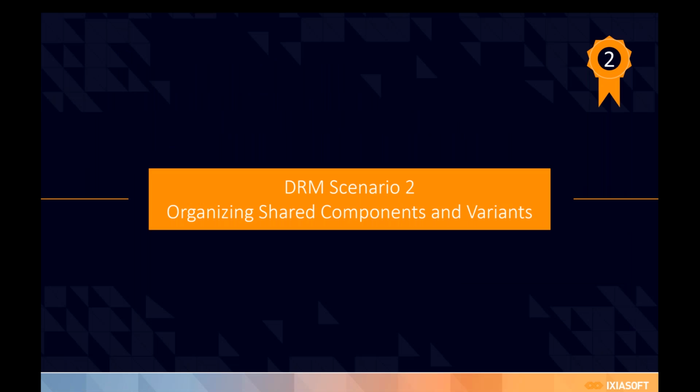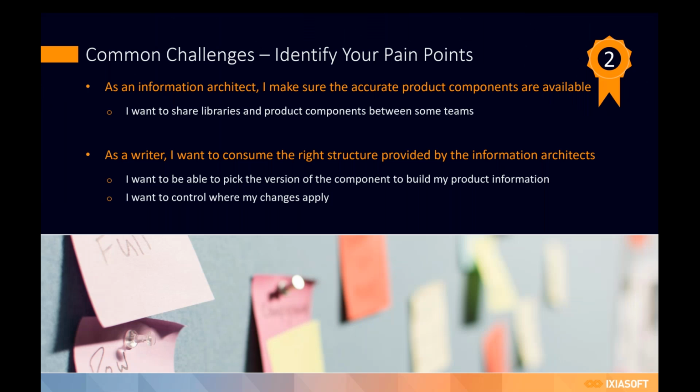Now we have the second scenario, which is organizing shared product components and product variants. A little bit more information about the common challenges that you may recognize: for example, as an information architect, I want to make sure that the product structure and the product documentation is available for the teams. And not only that, I want shared content to be available between these teams. Think about regulations, for example, or product components.